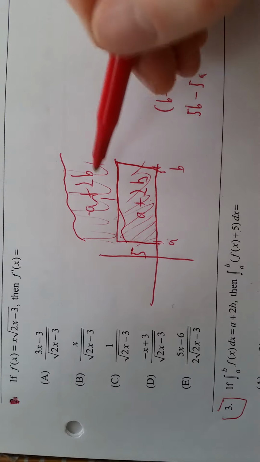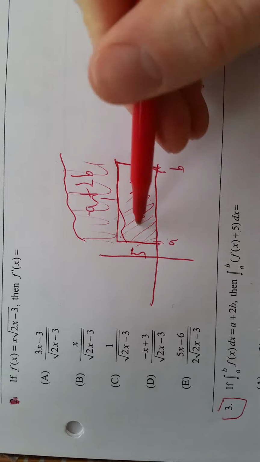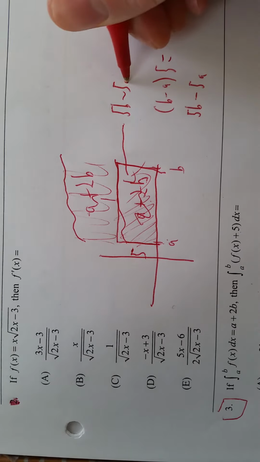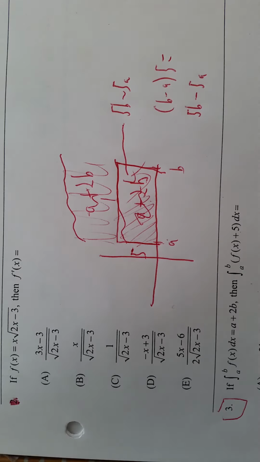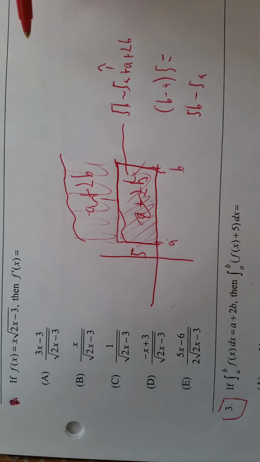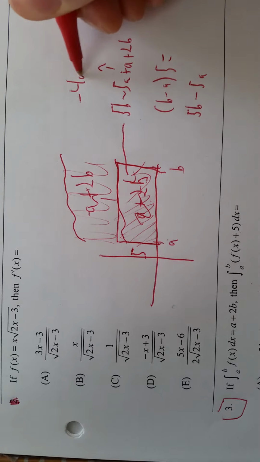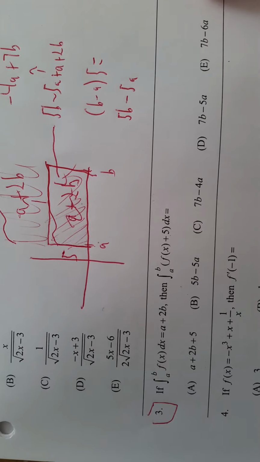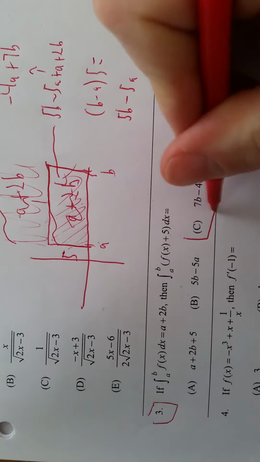So now the definite integral we're talking about is this rectangle, which we have just shown is worth literally 5b minus 5a. And then this piece is worth a plus 2b, so we have to add that, plus a plus 2b. I'm going to go up here, and it looks like I get negative 4a plus 7b, and I really hope that's one of the answers. 7b minus 4a, there it is. That one's tricky, no doubt.